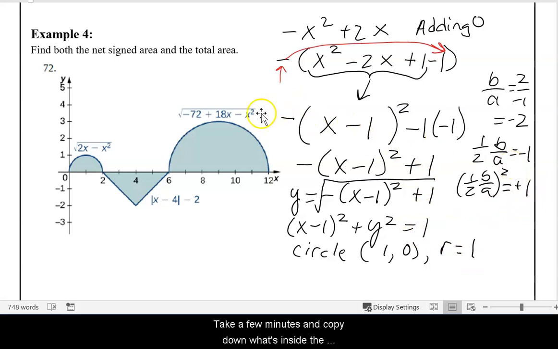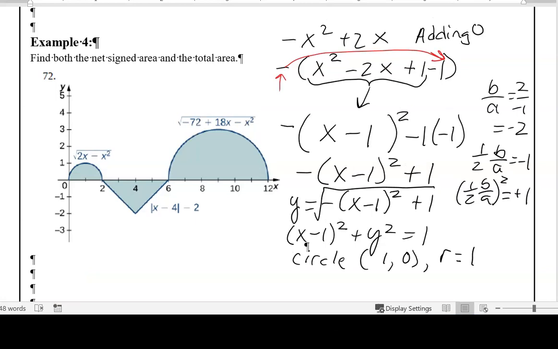Take a few minutes and copy down what's inside the second radical. Complete the square on your own, then turn the video back on to see if your answer matches mine.